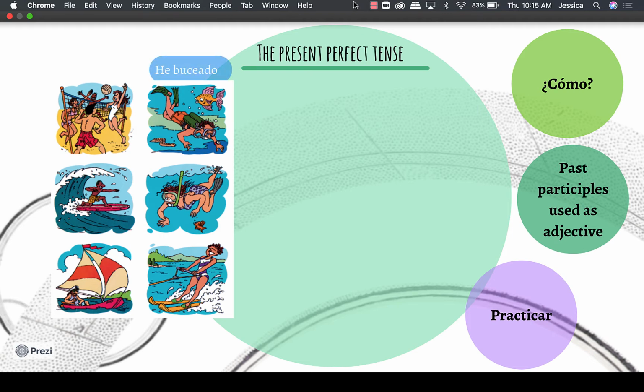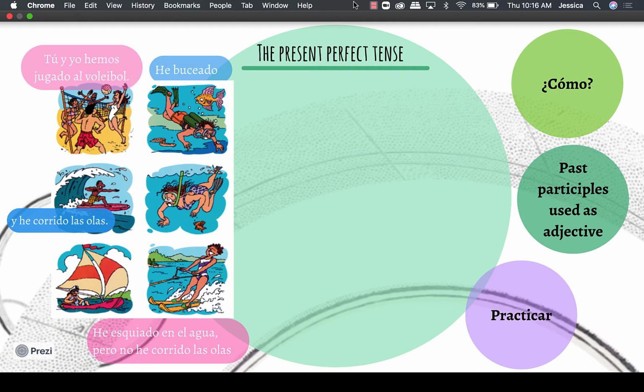Carlos dice, he buceado y he corrido las olas. Victoria dice, tú y yo hemos jugado al voleibol. He esquiado en el agua, pero no he corrido las olas. So here they've talked about what they've done in their honeymoon.